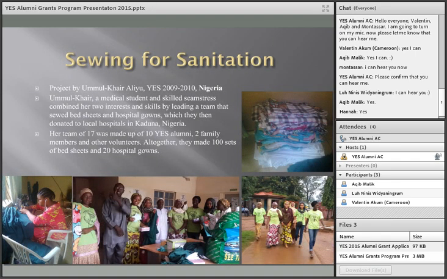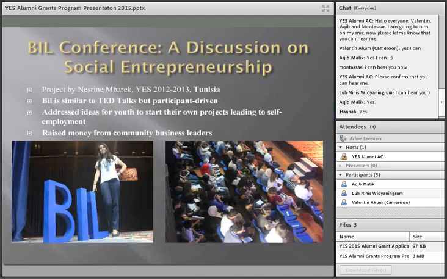Here is the sewing for sanitation projects, the bed sheets project. This is by Khair Aliyu from Nigeria, and you can see some of the sewing that was going on. She actually taught a group of people to sew, mostly YES alumni, women, but others joined, and others from the community who are not YES alum. It's really important to bring in others who are not YES alum.